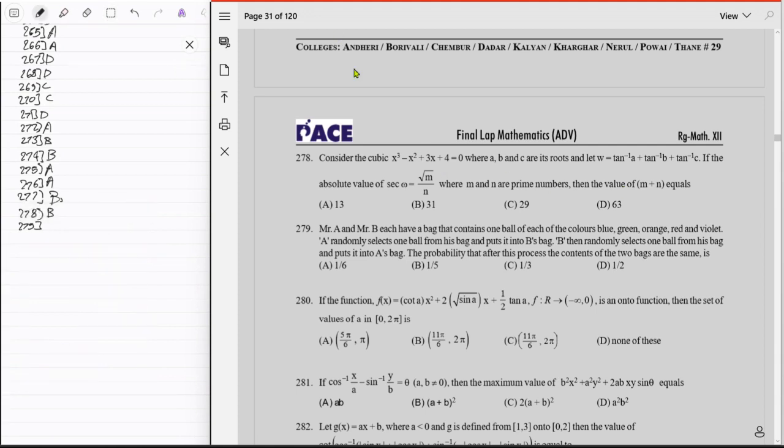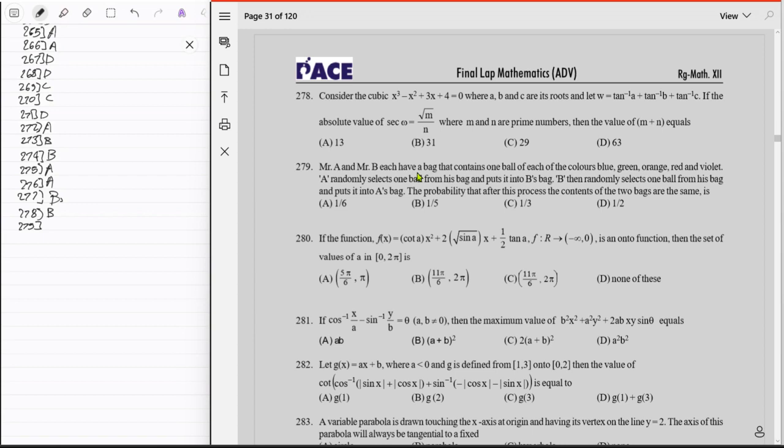Mr. A and Mr. B each have a bag that contains one ball of each of the colors blue, green, orange, red, violet. A randomly selects one ball from his bag and puts it into B's bag. Then B randomly selects one ball from his bag and puts it into A's bag. Find the probability that after this process, the content of the two bags is the same.